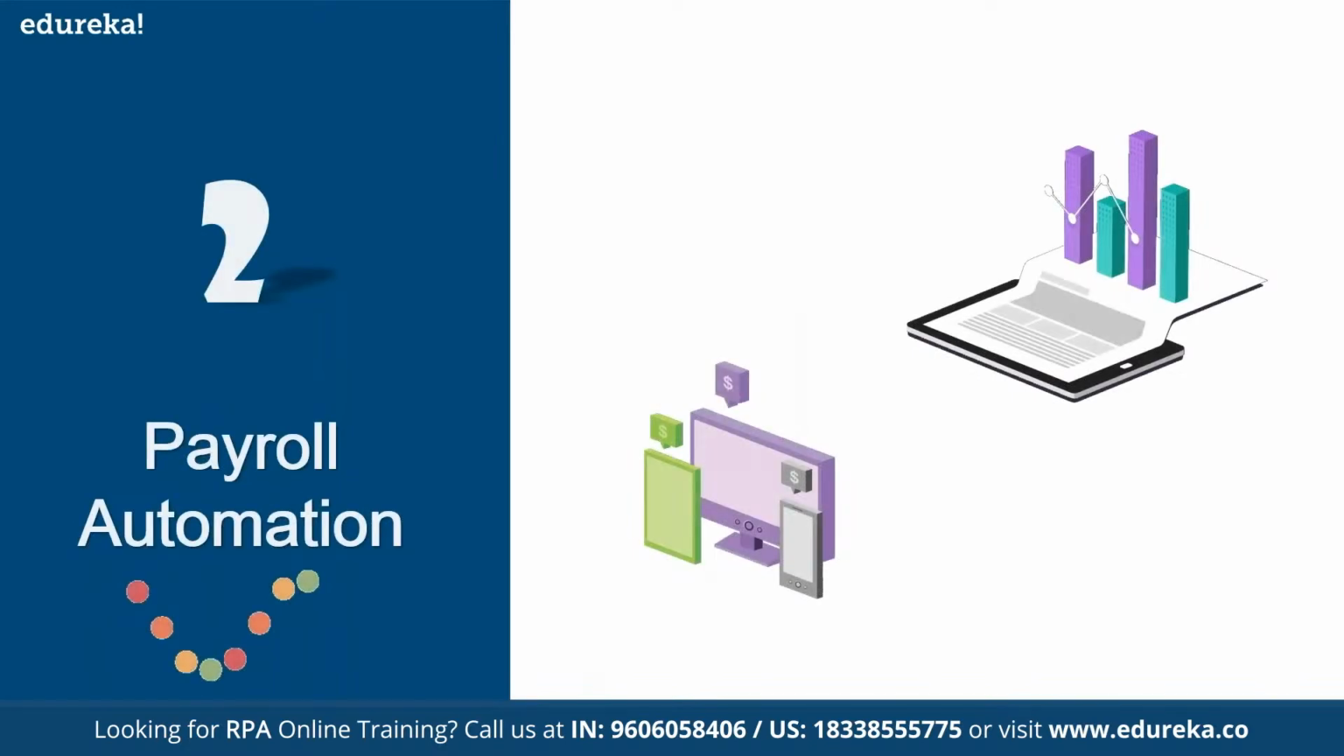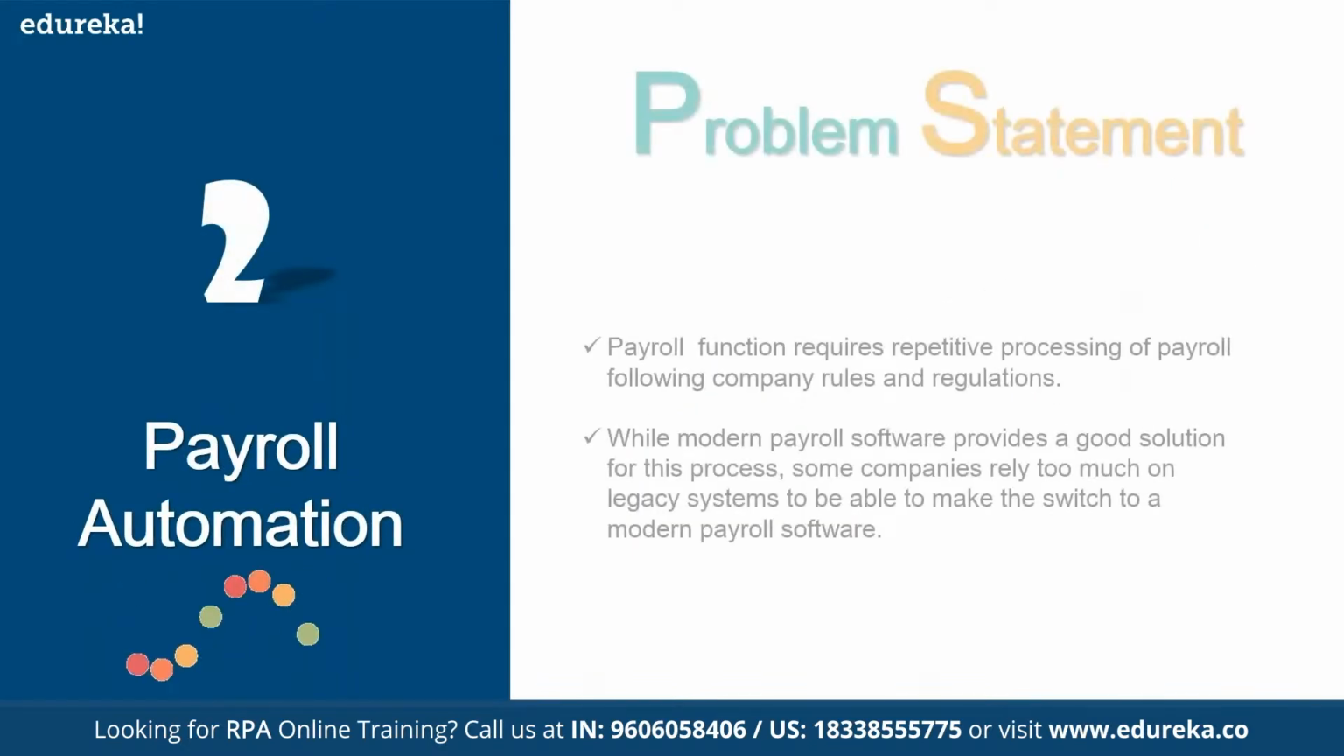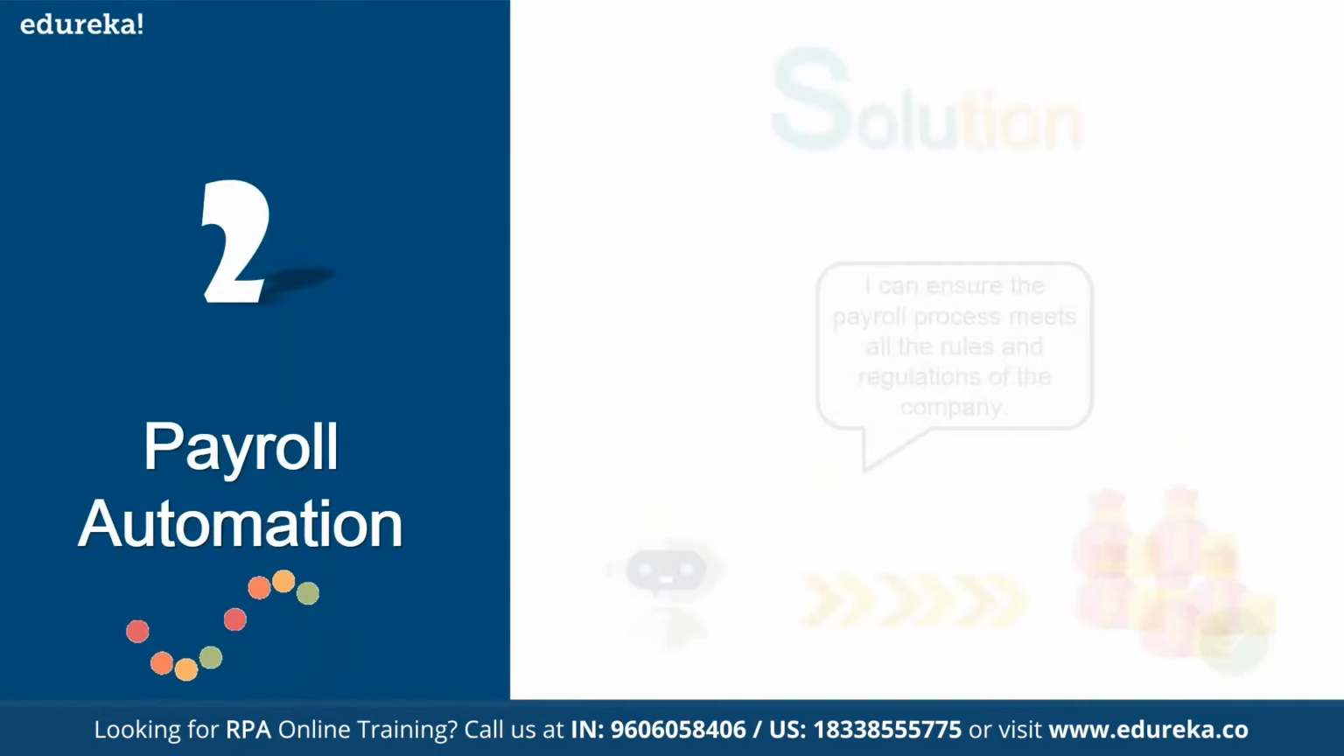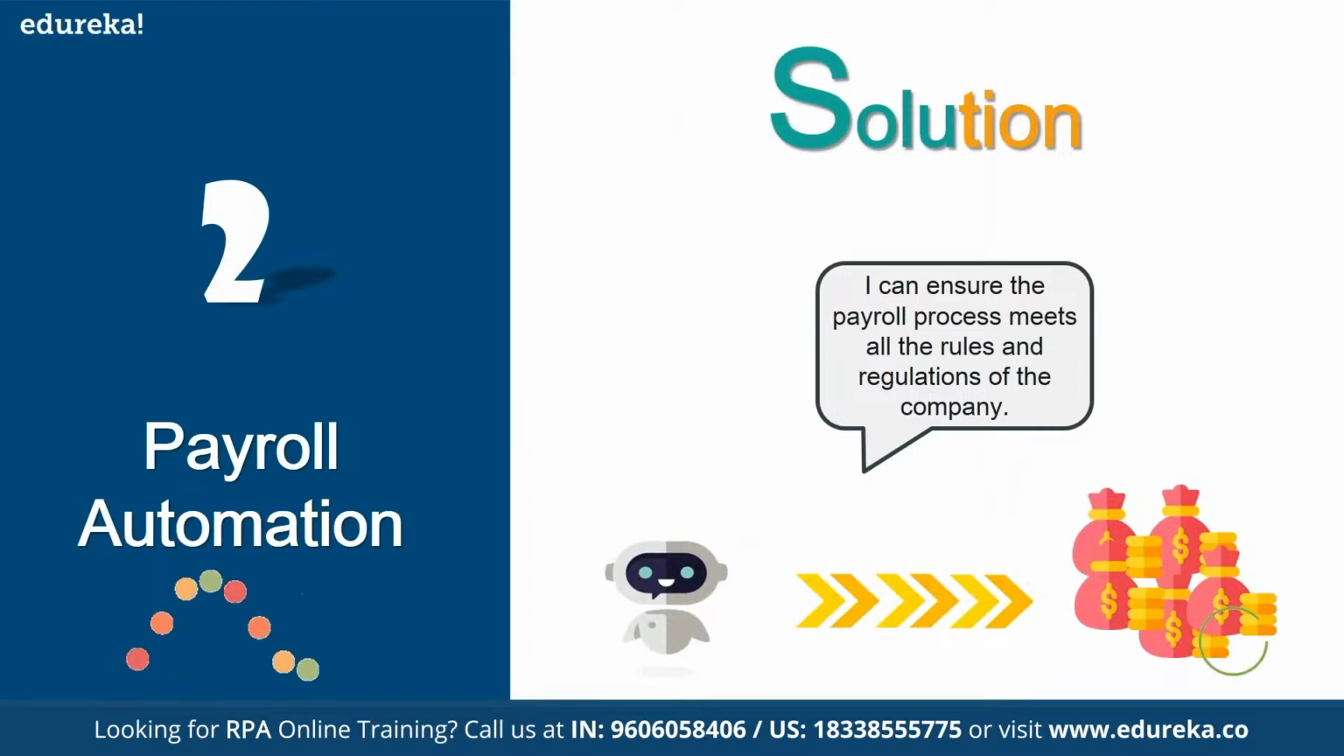processing. Next, payroll automation. So you know what a payroll is, right? Payroll will have different conditions based on which the payment should happen to the employees. All those conditions can be managed by your RPA. It can ensure the payroll process meets all the rules. Payroll processing will have thousands of rules, based on which your payment will be released.